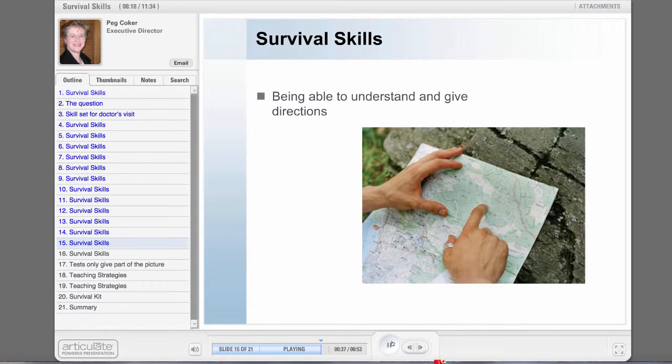Then expand the map by putting in landmarks such as schools, food stores, major businesses, or other places that your student may frequent. If you have a student who works at a hotel, ask the hotel if they have a map of the premises. Your student will be more valuable if they can give directions to guests.